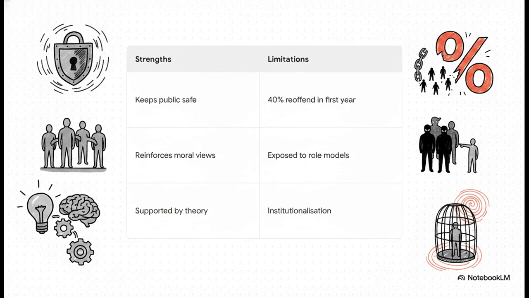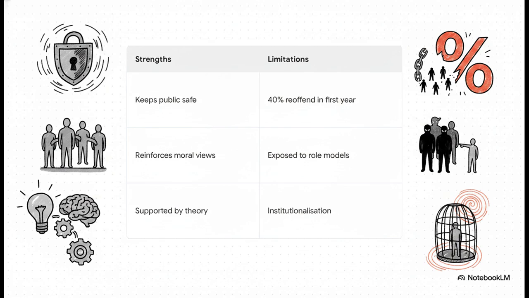On the plus side, prison definitely keeps the public safe, and it reinforces society's moral boundaries. Plus, it's backed by learning theory and principle. But wow, the limitations are glaring. Inside, offenders are constantly exposed to criminal role models who might actually praise their bad behavior. You've also got severe ethical issues like institutionalization.